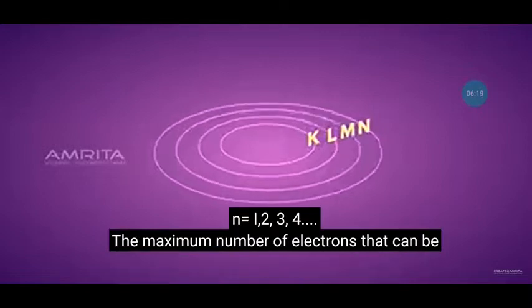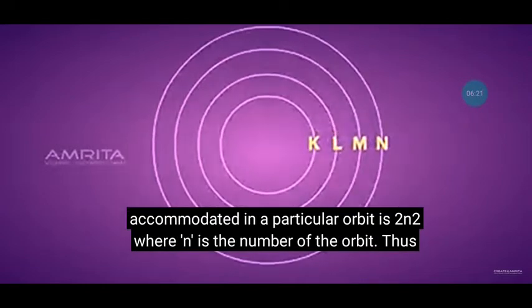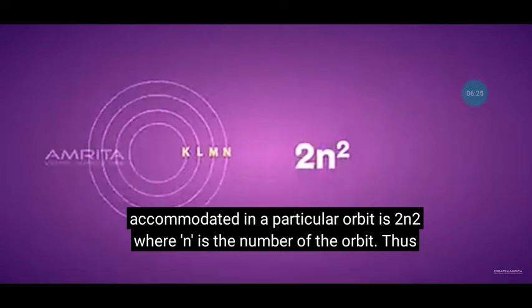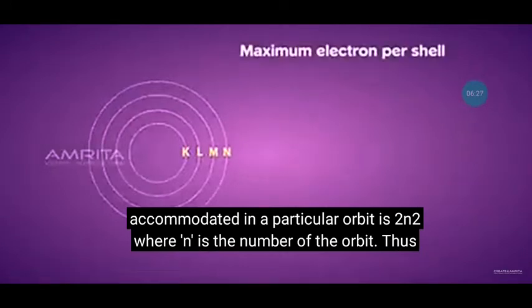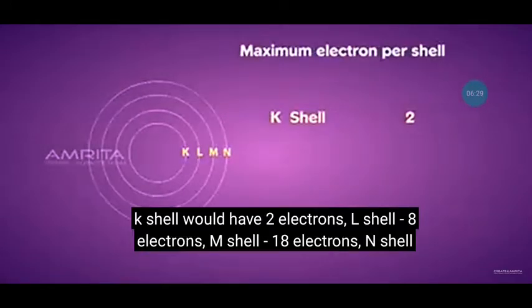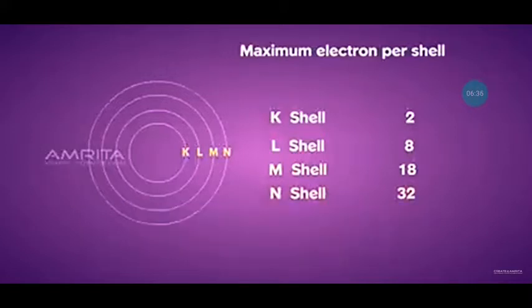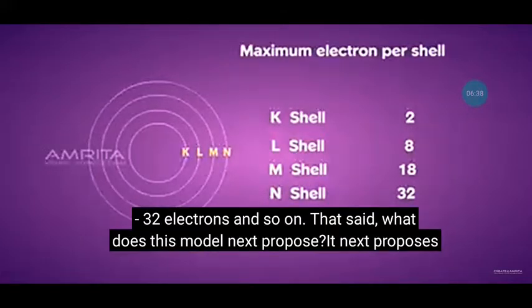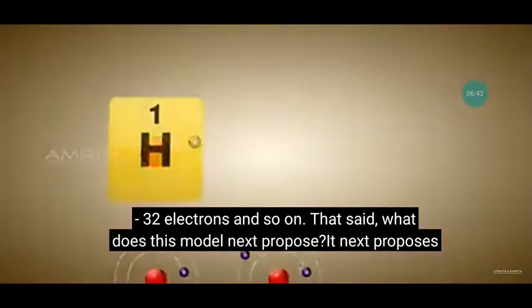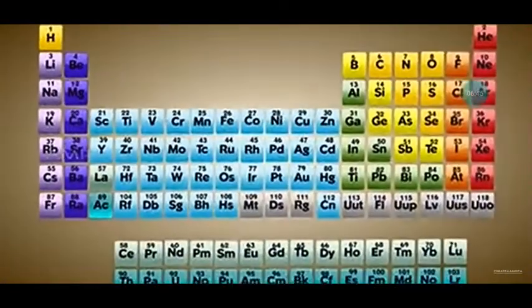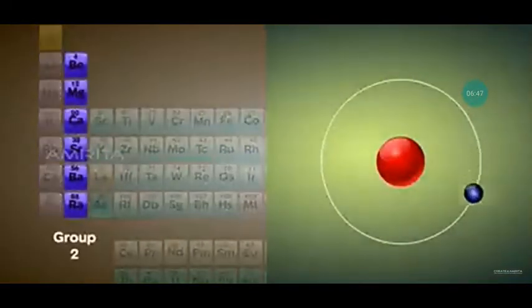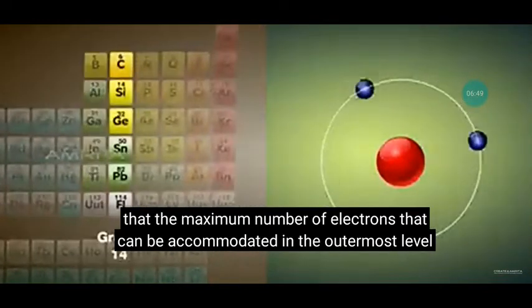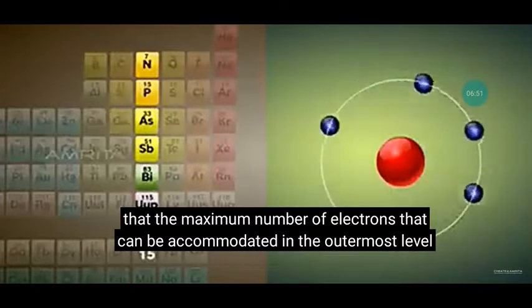The maximum number of electrons that can be accommodated in a particular orbit is 2n², where n is the number of the orbit. Thus, K shell would have 2 electrons, L shell would have 8 electrons, M shell would have 18 electrons, and N shell would have 32 electrons, and so on. That said, what does this model next propose? It next proposes that the maximum number of electrons that can be accommodated in the outermost level is 8.